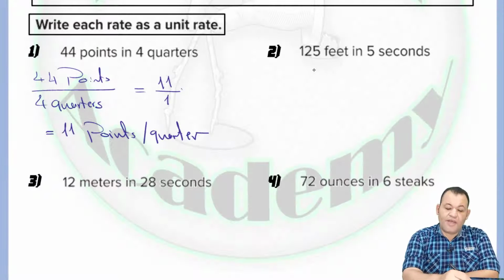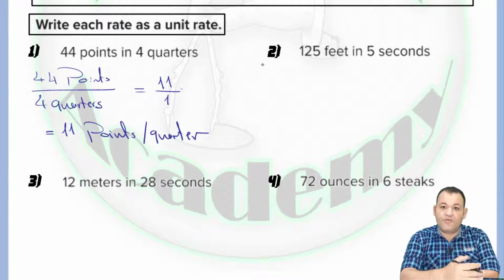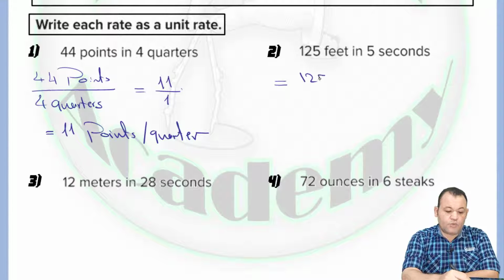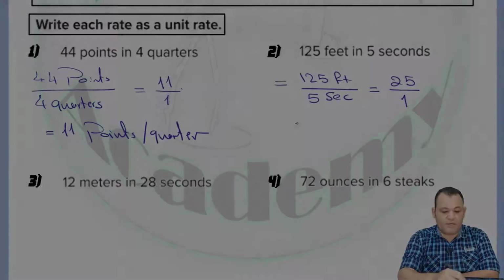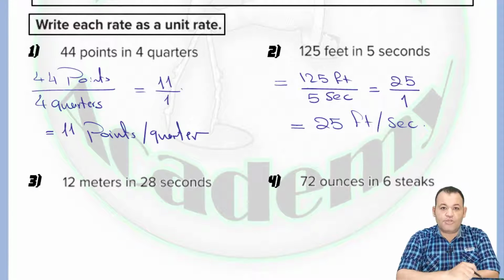In question number 2, we have 25 feet and 5 seconds. We need to compare between them. We need to find the unit rate. So at first, I would divide them. We have 125 feet in 5 seconds. If you need to simplify it, you divide by 5 to make the denominator equal 1. So 125 divided by 5 equals 25, and 5 divided by 5 equals 1. That means we have 25 feet for each 1 second. And that's how we can find the unit rate.